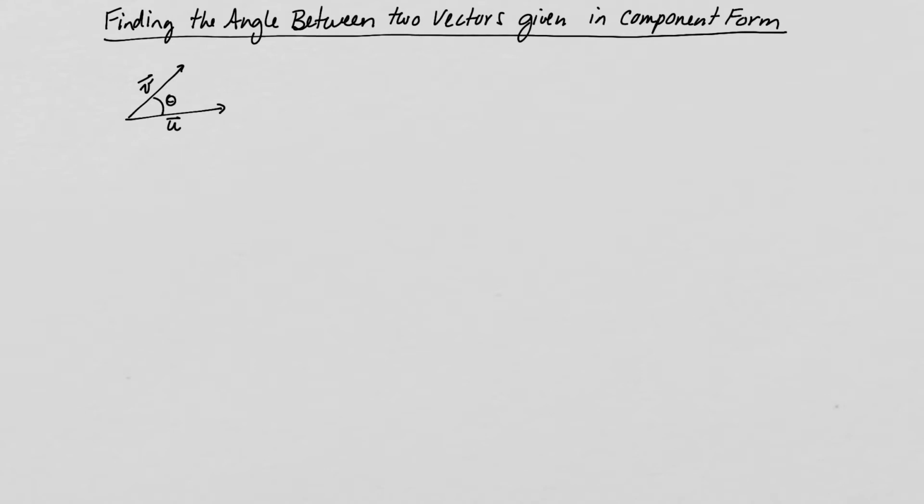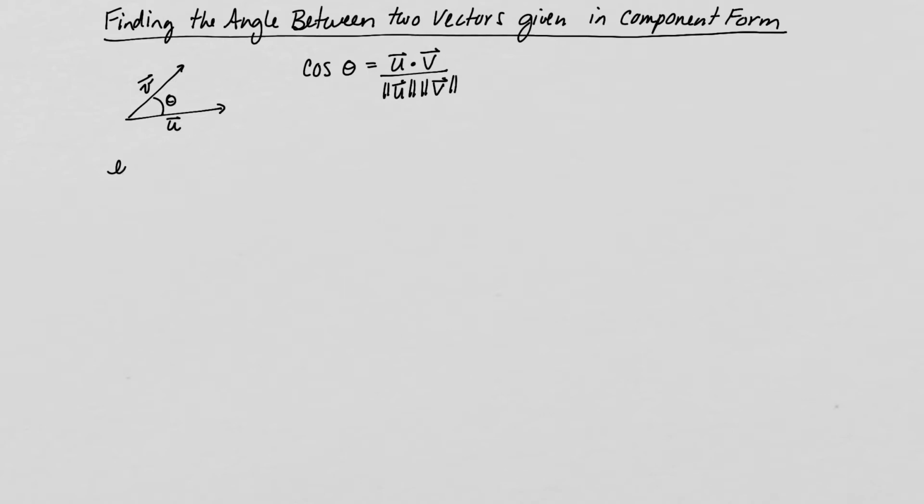And there's a nice little formula that relates them all, and it is that the cosine of theta is equal to vector u dotted with vector v divided by the length of u times the length of v.